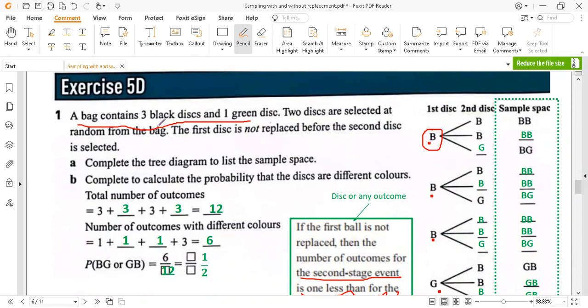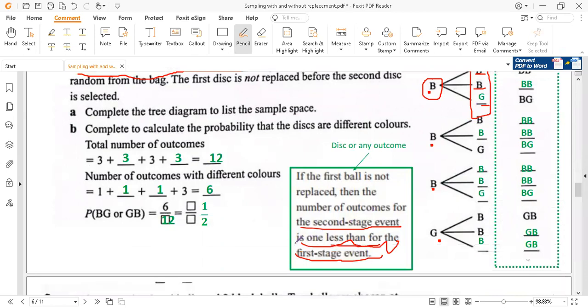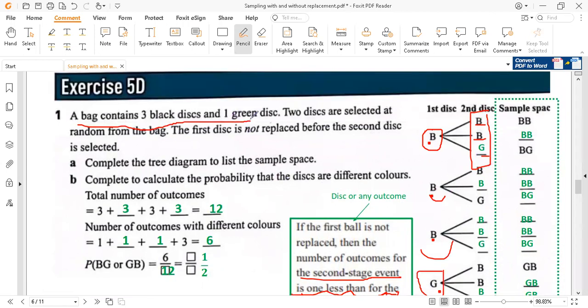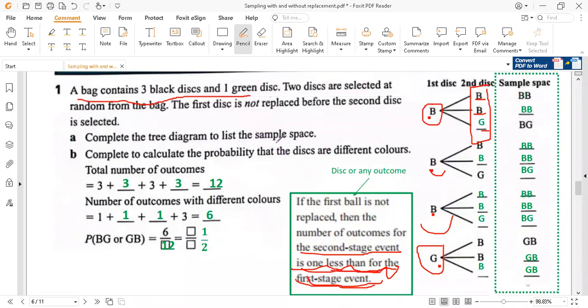So normally we have 2 blacks remaining in the bag. The remaining discs are 2 blacks and 1 green. So the second disc could be black or green only. So instead of having 4 outcomes, if the first disc is replaced, we will obtain 4 outcomes, but here we will obtain 3 outcomes, which means 1 less than for the first stage event. The same holds for B, but for G, for example, we have only 1 green. If we obtain green as the first disc, the remaining discs are 3 blacks.